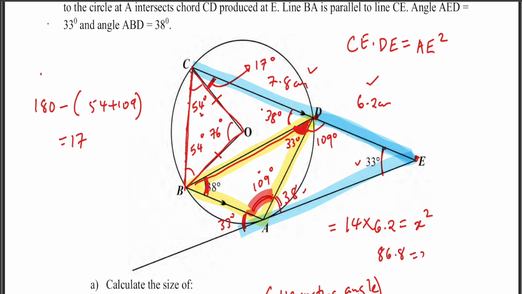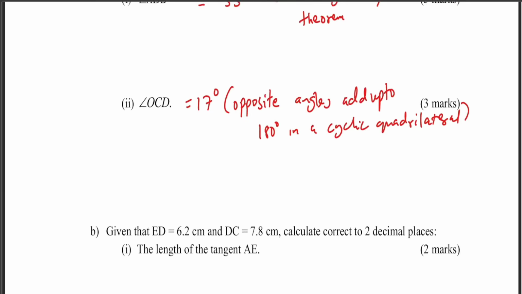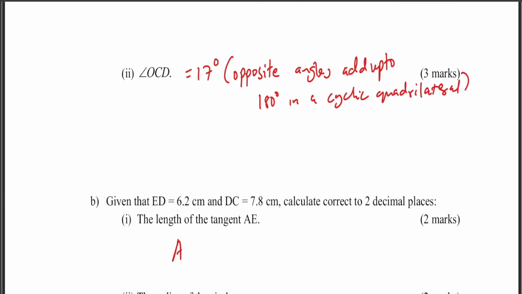So 86.8 equals x squared. Square root this: x is equal to the root of that, which is 9.32 centimeters. So basically your answer here, AE, is equal to 9.32, and because it's 2 decimal places, that's why I'm writing 9.32.